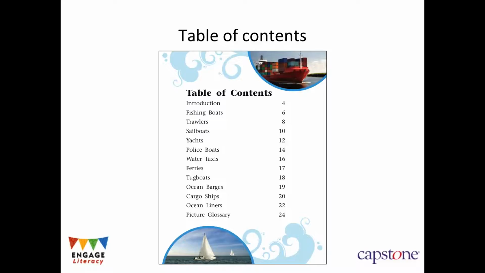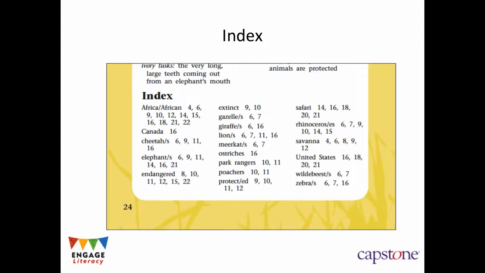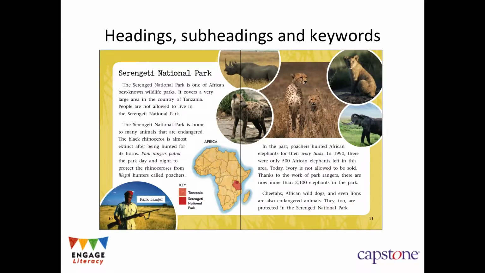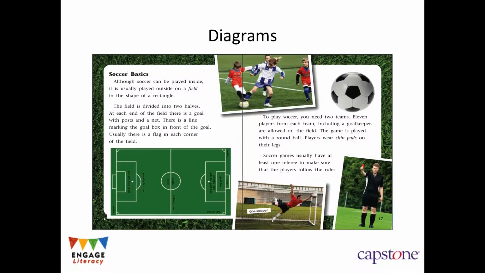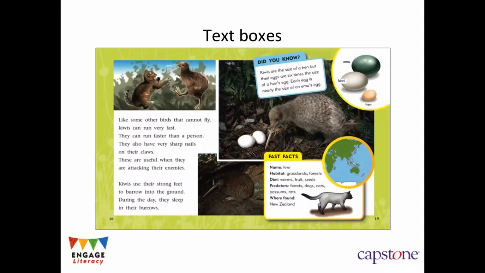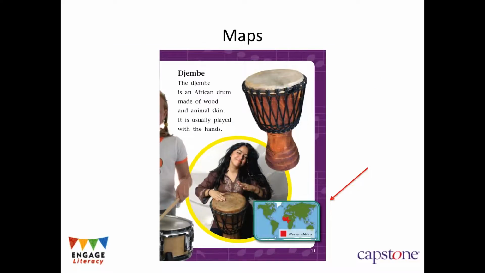A table of contents helps the reader to locate information in the text. An index at the higher levels provides the reader with another tool to locate information. Headings, subheadings and keywords also assist with the location of information. Diagrams, such as the soccer field shown in the text, provide a visual representation to help clarify concepts. Text boxes such as did you know or interesting facts add additional information. And maps also provide visual representation to support the text.